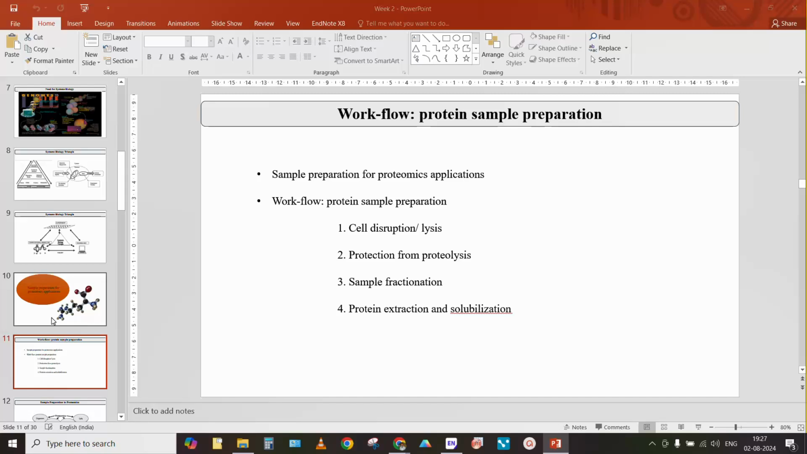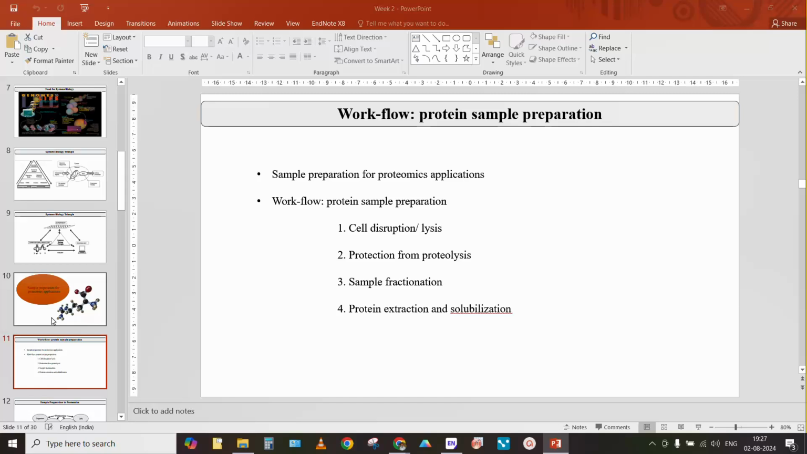Now I'll give you a workflow for protein sample preparation. The first step is to disrupt the cell, how to lyse them, and how to protect the proteins during the lysis step so that no proteolysis occurs. Then how to fractionate the sample. Often you need to simplify the proteome. You need to ensure that the sample is simple enough to show good protein coverage throughout the proteome.